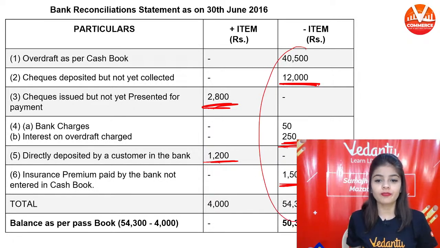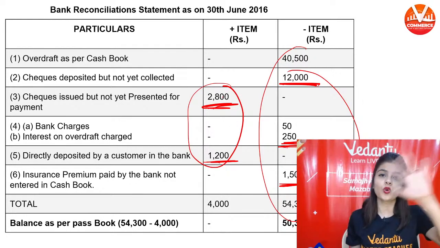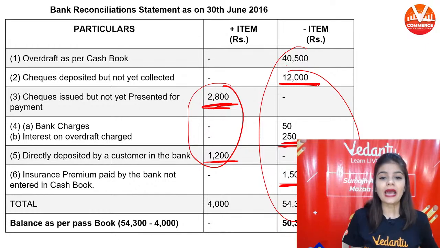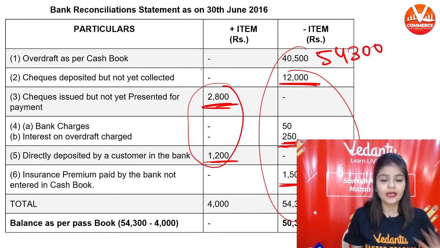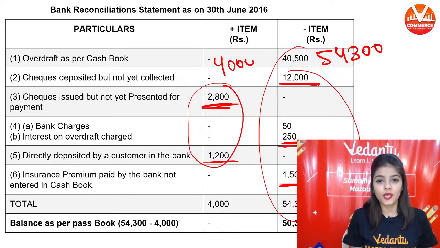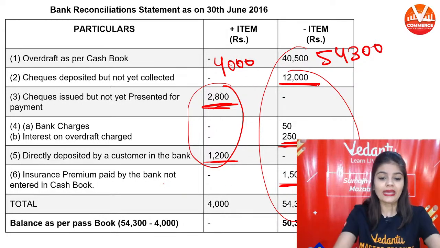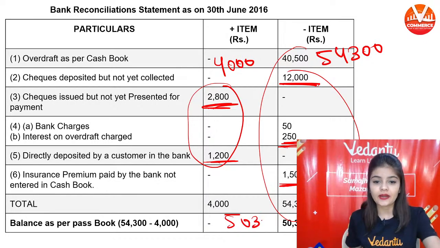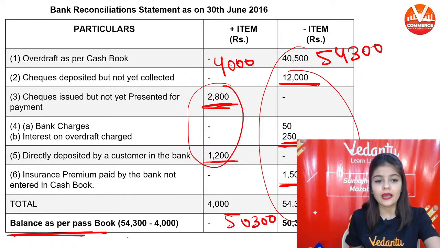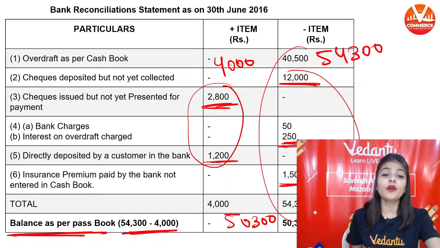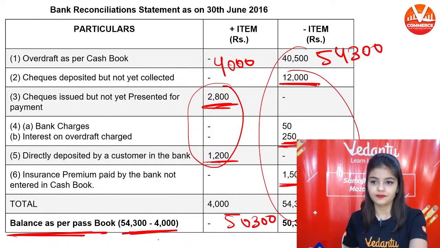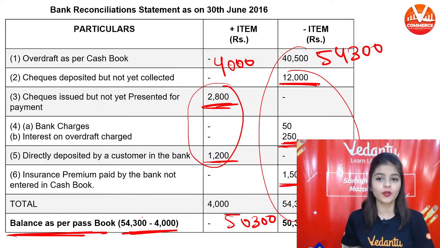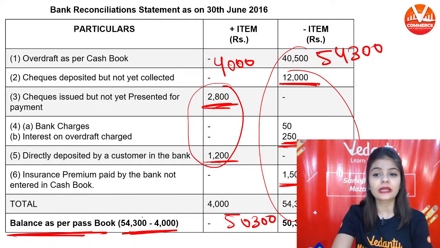Then do the total of minus side and subtract the total of plus. So minus का total आया 54,300, plus का total आया 4,000. So the difference between both is 50,300. जो difference आया, balance as per passbook. ये है आपका solution. I have explained both formats. Now it is up to you which one you want to use. अब आपको देखना है कि आप कौन सा फॉर्मेट यूज करना चाहते हैं.